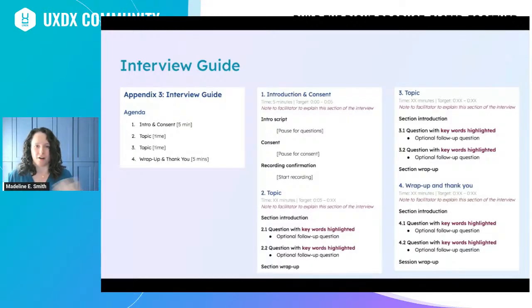So my interview guides are a format similar to probably things you've seen before. I have kind of an agenda listing the different sections of the interview. For each one of those sections, I include some information about the targeted time that I'm planning to spend on that section, maybe a note to explain to the facilitator what this section is all about. I include my questions, some notes to self of pause for questions, start recording, and then my questions that I'm going to be asking, along with optional follow-up questions, depending on how the interview goes. So again, the idea of an interview guide, you've seen this before. You might not have thought to include this in your research plan.